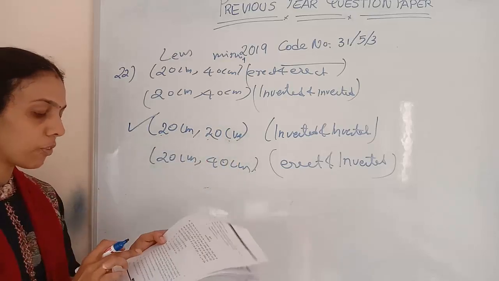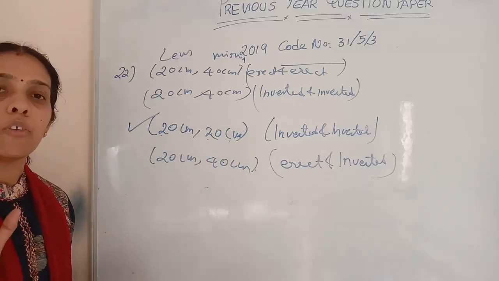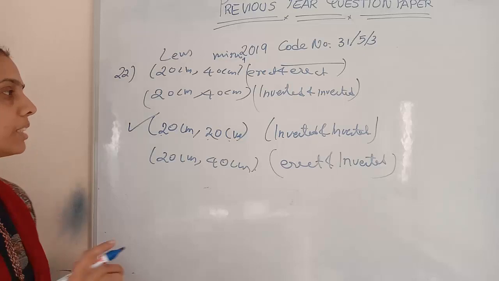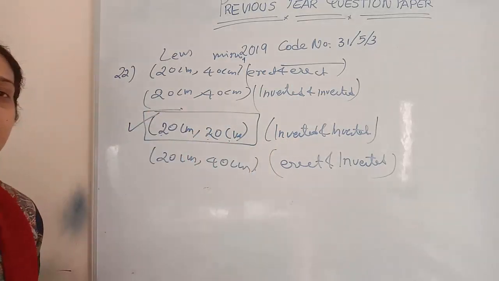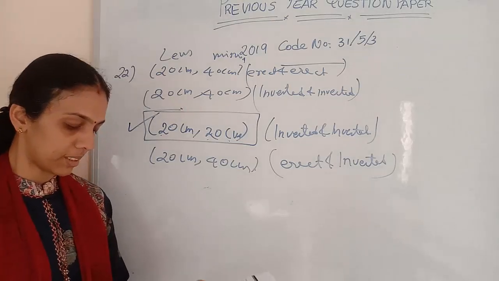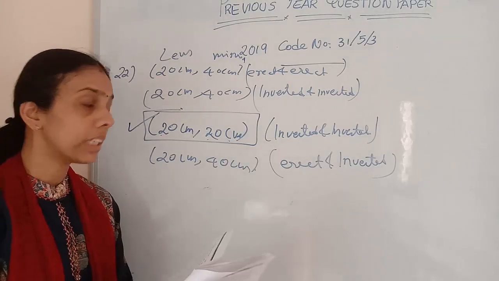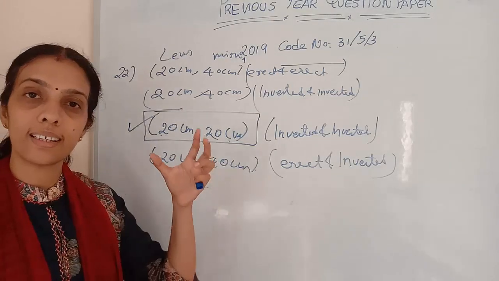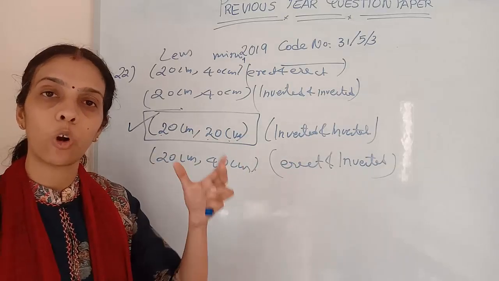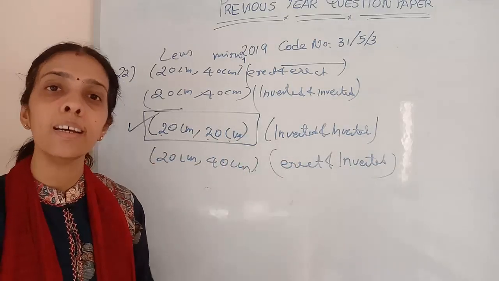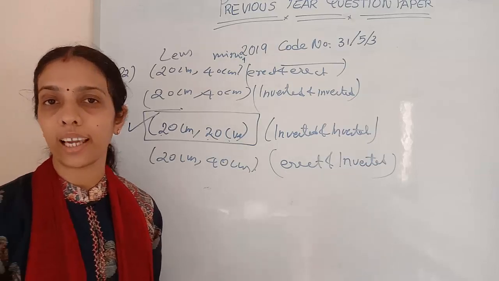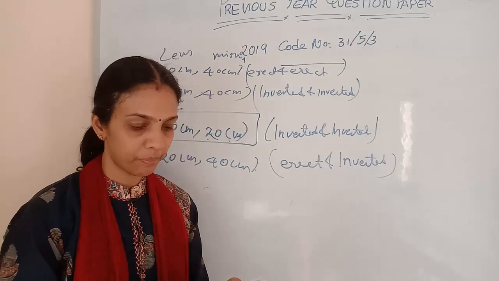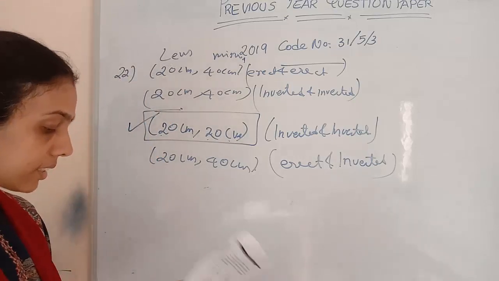20 centimeter focal length each. Each has a focal length of 20 centimeter. So which will be the answer? C will be the answer, 20 centimeter, 20 centimeter. For it, the reason given is: since it is a distant object, it will always form the images at the principal focus for a convex lens and a concave mirror. That is the reason. Okay, next is the 23rd one.